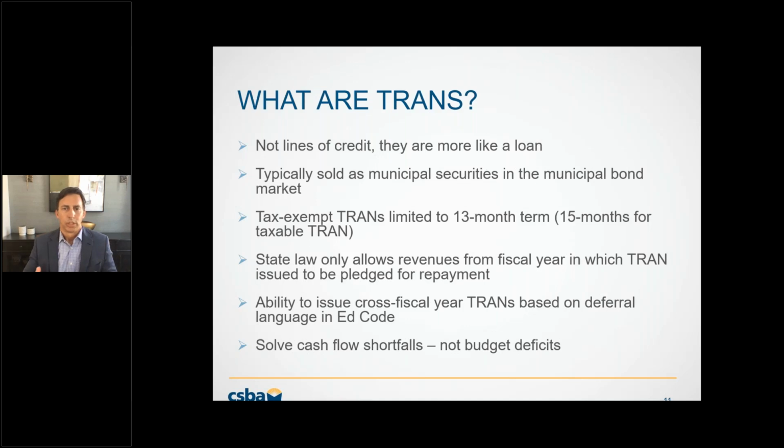And TRANs are subject to various rules, both state law-wise and federal tax law-wise. Typically we're issuing tax-exempt TRANs. The benefit of tax-exempt is the interest the investor earns is exempt from federal income tax. So therefore they have a lower interest rate, typically maybe somewhere between 25 and 35% lower than a taxable TRAN. And for a tax-exempt TRAN, the longest term we can have is 13 months. So this is designed to cover a cash flow issue. This isn't designed to cover long-term budget issues or structural budget deficits.